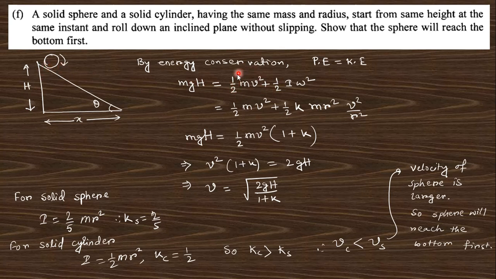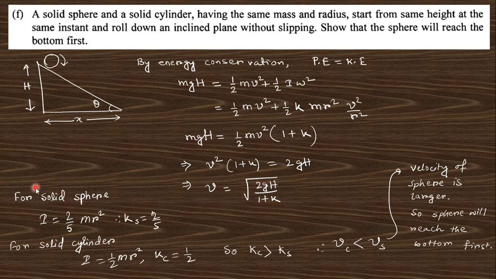This is the translational kinetic energy, half mv squared, and half I omega squared is the rotational kinetic energy. And the moment of inertia can be written as I equals k into mr squared. K is a constant that differs for the shape of the material, and omega can be written as v squared by r squared. So if you rearrange, half mv squared is common, so 1 plus k, because the r squared cancels out. So from this you can write v equals the square root of 2gh over 1 plus k.